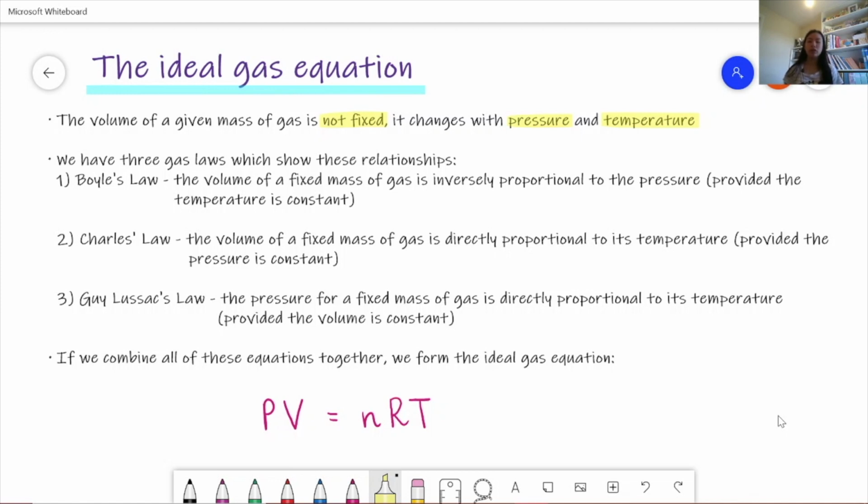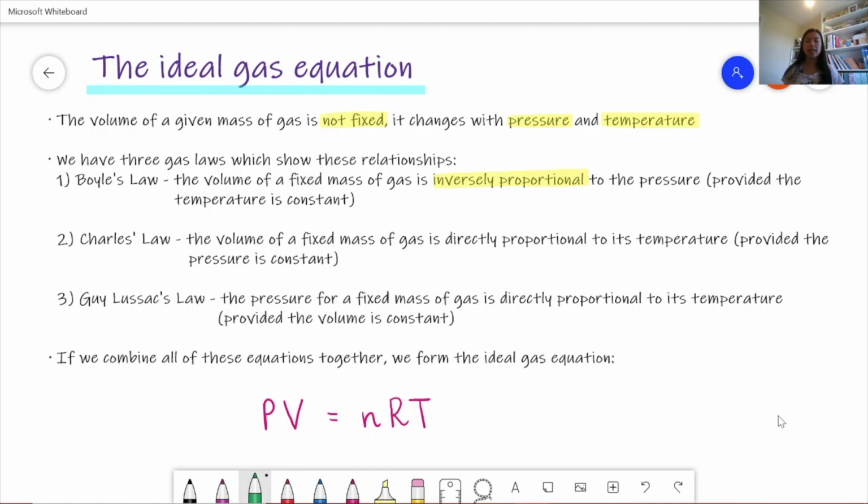So first we have Boyle's law, and he stated that the volume of a fixed mass of gas is inversely proportional to the pressure. And this is provided the temperature is constant. So we always have the third thing constant, because then we know it won't affect it.